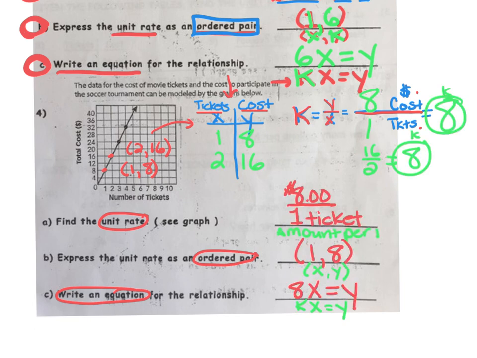You should have gotten the following: $8 per 1 ticket, the ordered pair 1, 8, and lastly, $8 times every ticket X equals Y, the cost. This concludes page 15.